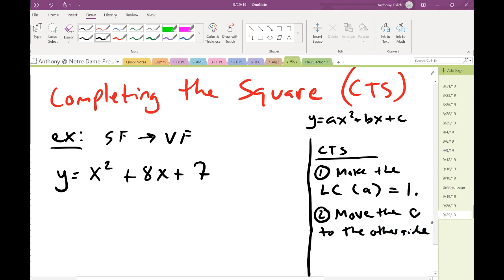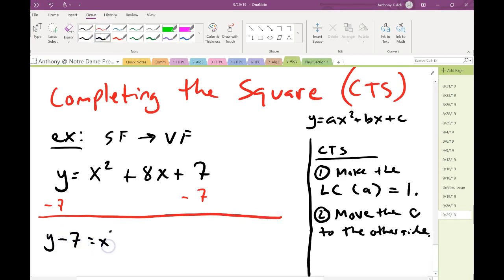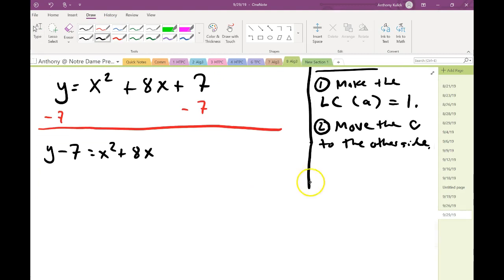So the next thing I want to do is move that c term to the other side of my equation. So to do that, we'll just subtract 7 from both sides. Everyone okay with that? Again, nothing super tricky happening so far.